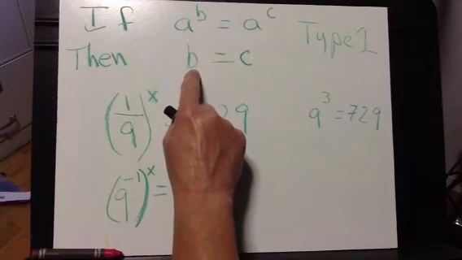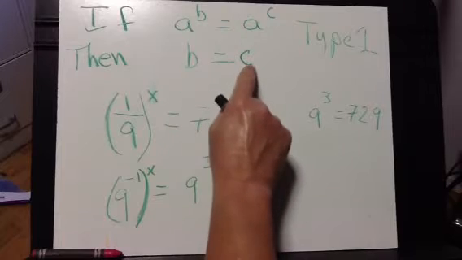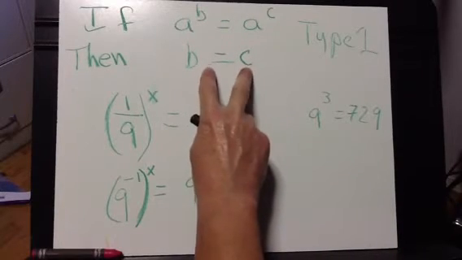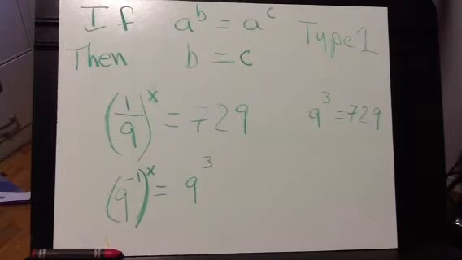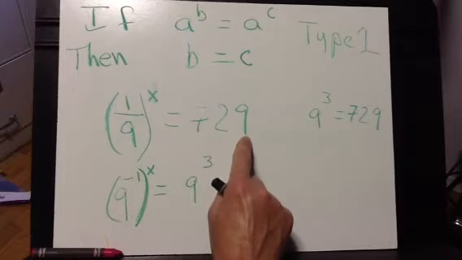B doesn't need to be just a single number, it can be a whole entire expression like 2x plus 3. And so can C, but those two had better be equal. Here's a simple problem involving that principle. I have 1 over 9 raised to the x power equals 729.